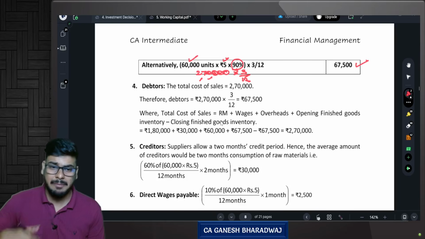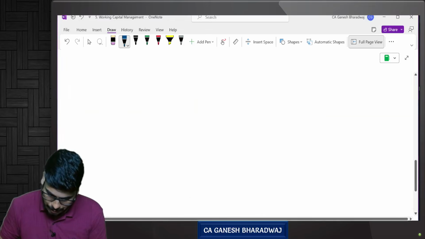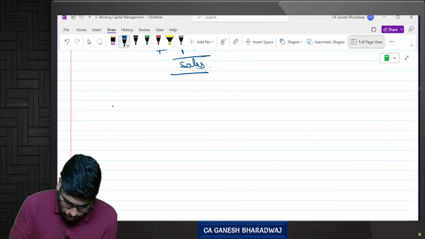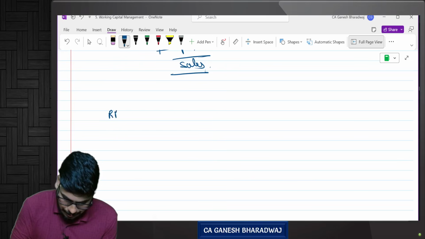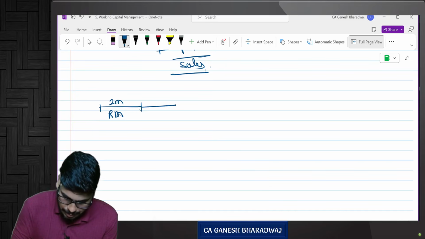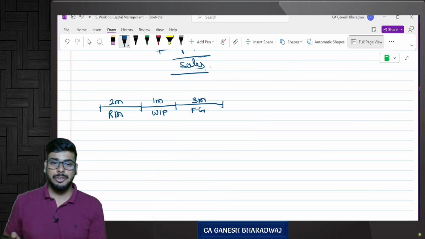Now, after these 3 months, will you sell it immediately and get the cash immediately? No. What happens now? Now you tell me. So first, what happened? Raw material, how long did it take? 2 months. Then WIP took 1 month. Then FG took 3 months. Now after this 3 months, will you be able to realize the cash?